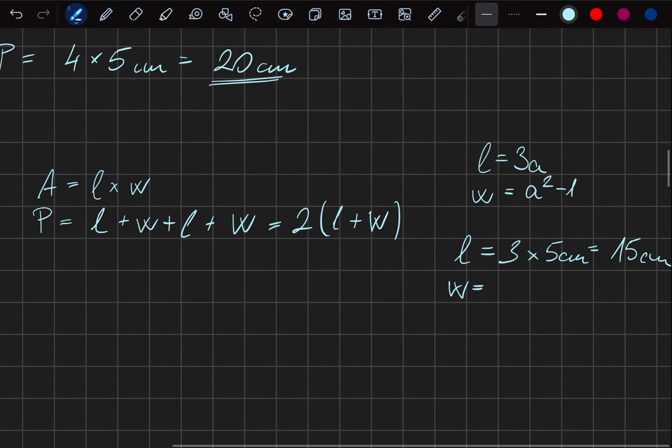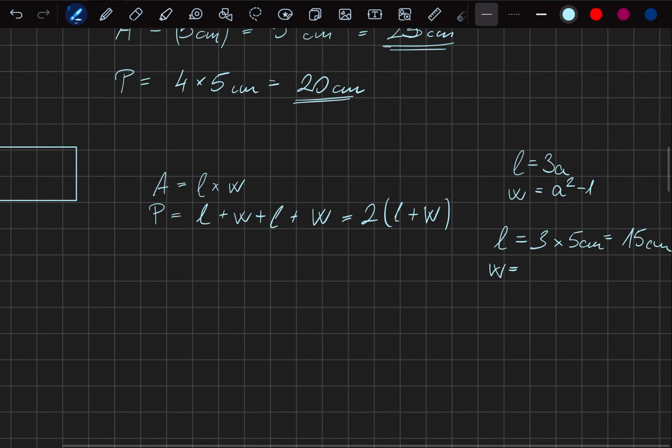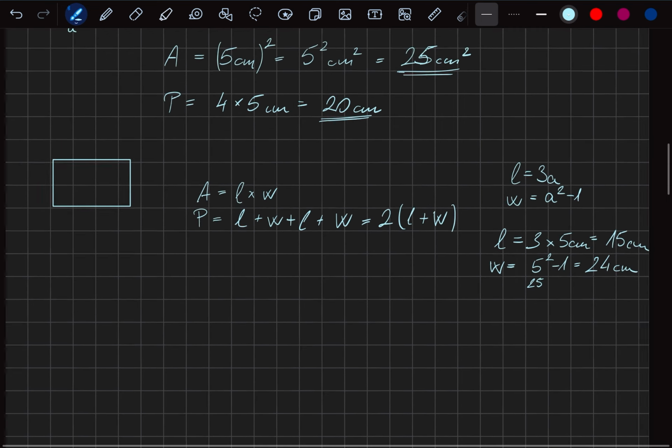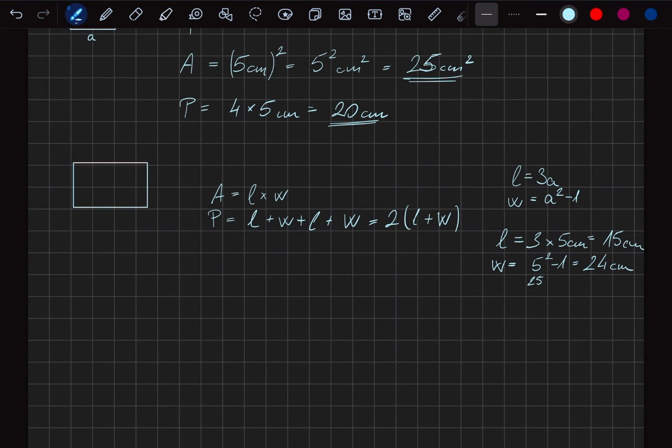So a square will be centimeter square. Right now we just will write centimeter. Okay, so 5 square minus 1, 25 minus 1, it's 24 centimeter. Okay, I made a little mistake here. Never mind. We need just this one and this one. So L is 15, W is 24. We will substitute back.